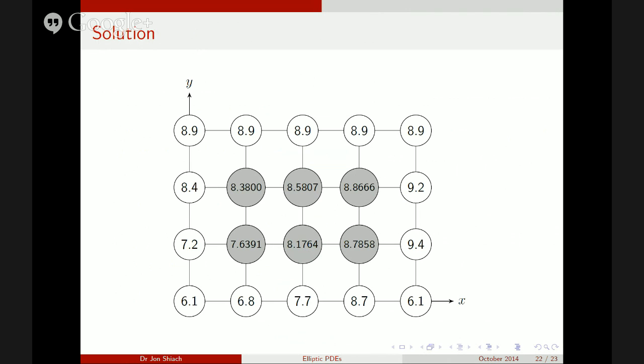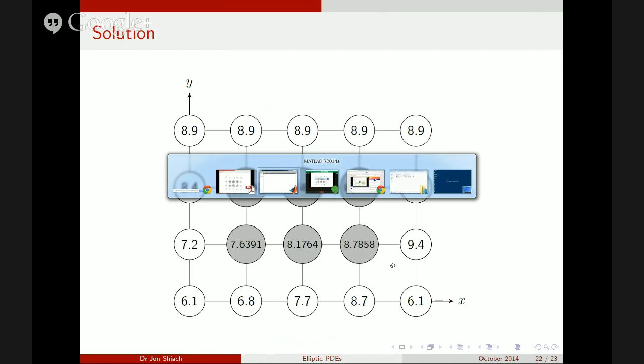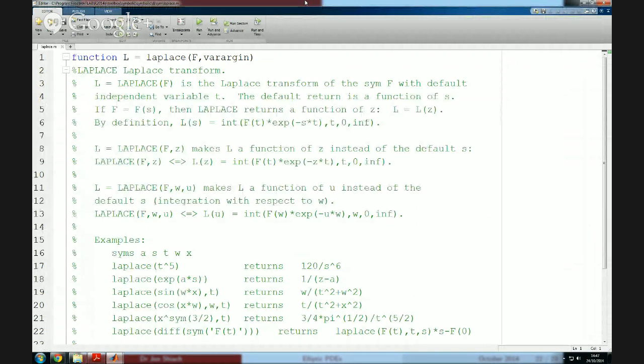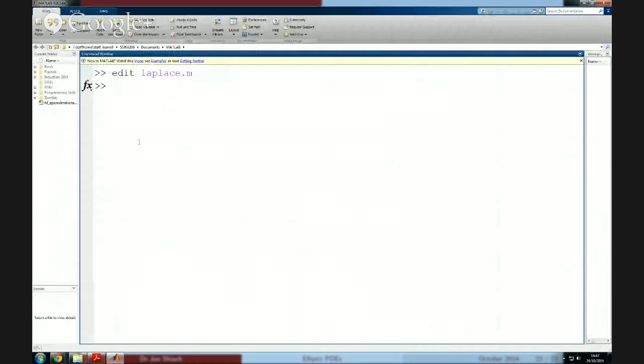What I'm going to do now is fire up MATLAB and show you how we build a program to actually calculate these solutions. It's something we'll also do next week in the lab sheet. I'm going to call it Laplace. We're going to work our way through the building of this program. Oh dear, I better not call it Laplace.m because it looks like it's already a Laplace transform. Fair enough, I'll call it Laplace example.